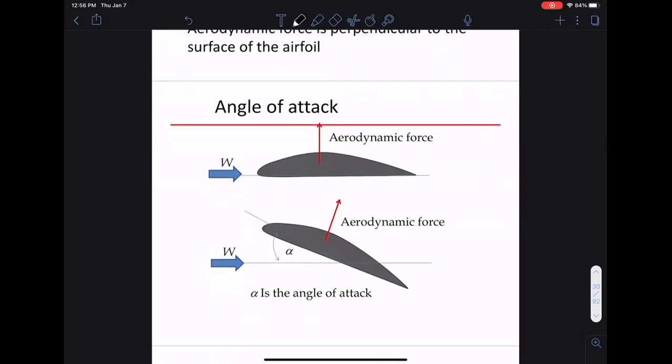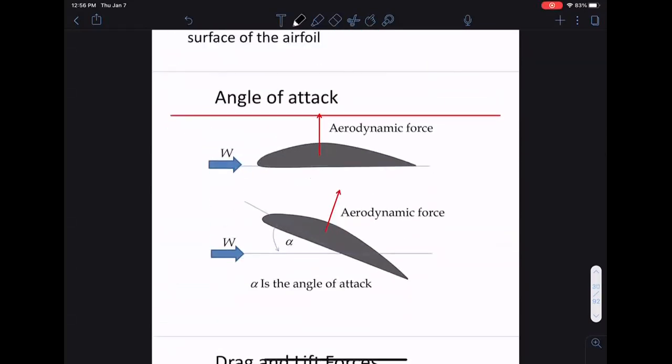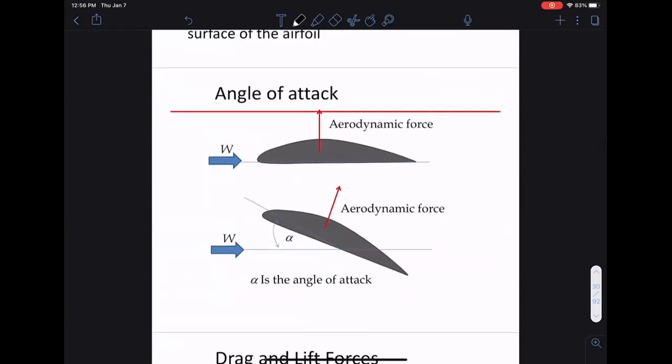Again, the terminology comes from airplanes. Angle of attack is how much you lift the airfoil. The angle of attack basically determines how much aerodynamic force we have. There's always a trade-off between angle of attack and lift.